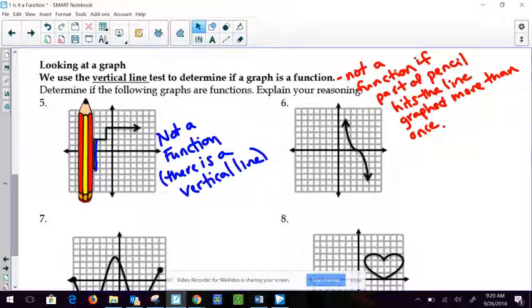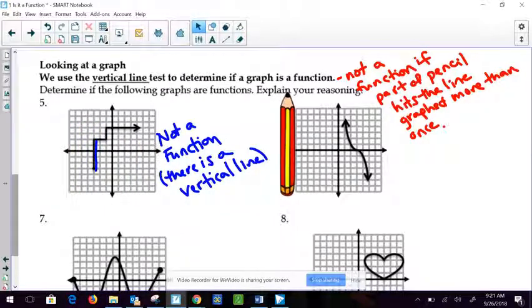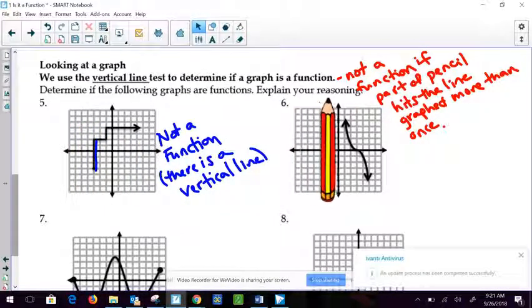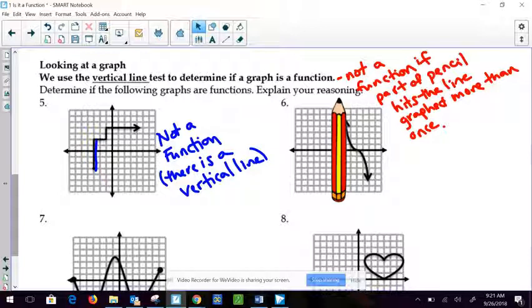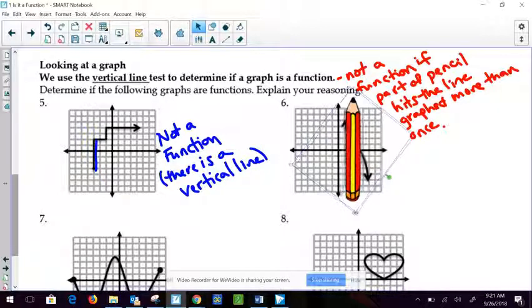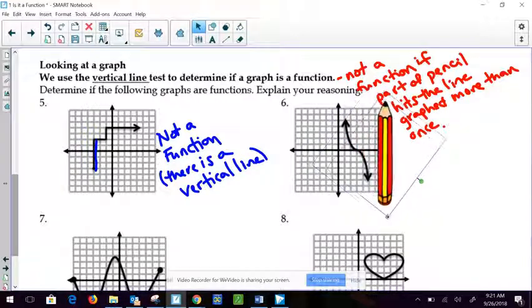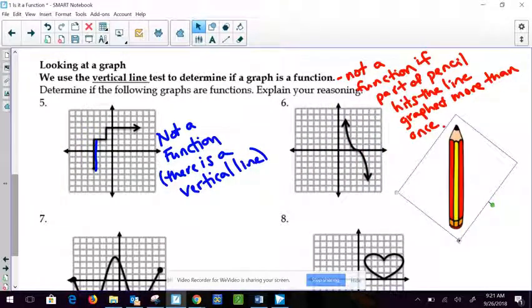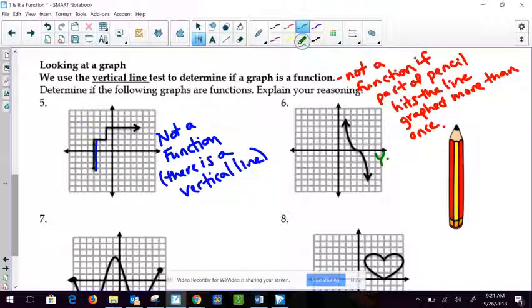So now looking at number 6, I'm going to take my pencil and bring it over. Again, I'm starting on the far left-hand side. As I bring it over, it might look like it almost touches more than once at this point, but remember, this graph is going to keep on going up. So it's really only touching that line graphed one time, every single time I move it across. Because it only hits it one time, we say that yes, this one is a function. And why is it a function? It only touches the line once.